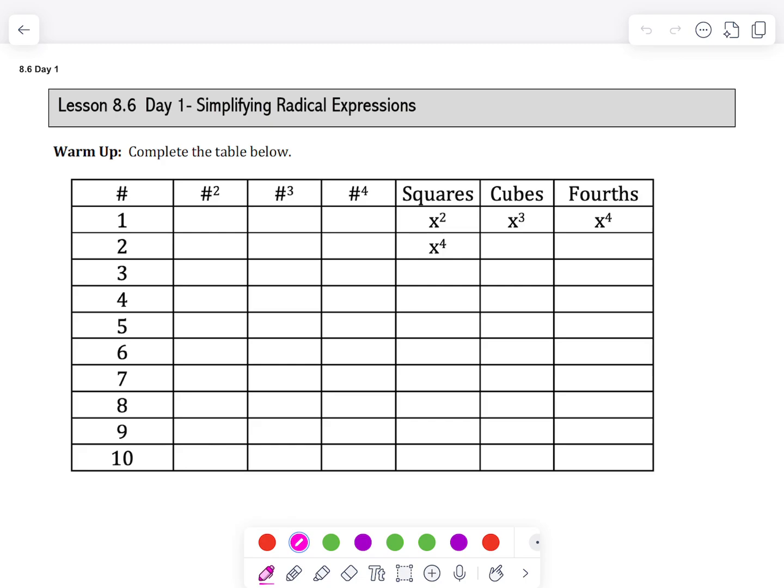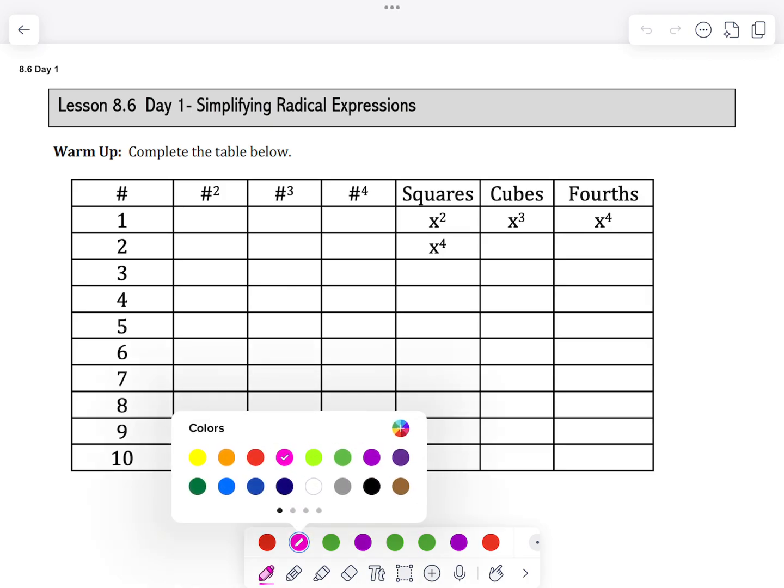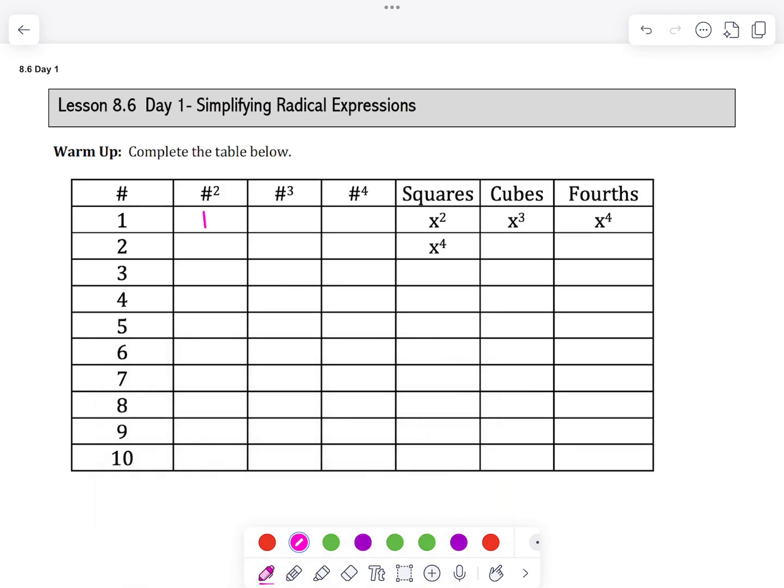All right, this is on simplifying radical expressions. We're going to go ahead and complete this table. So the first row is our 1. So we're going to square 1. So 1 times 1 is 1. 1 times 1 times 1 is 1. 1 times 1 times 1 times 1 is 1.